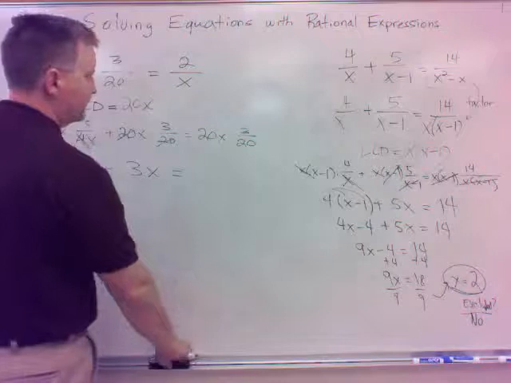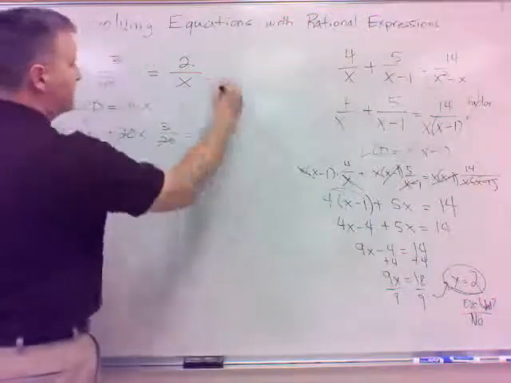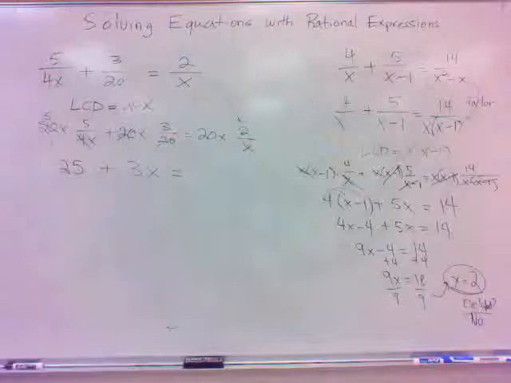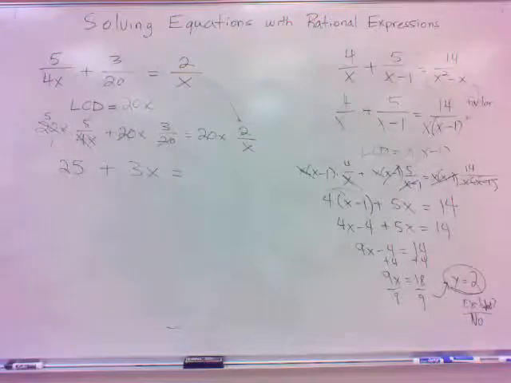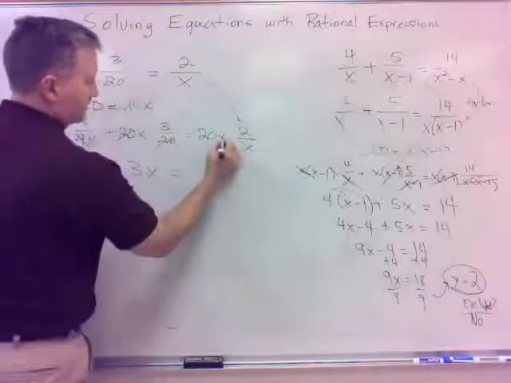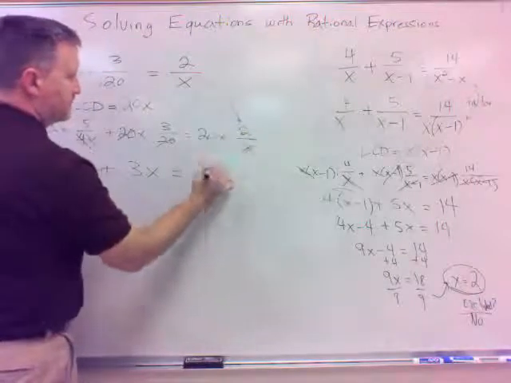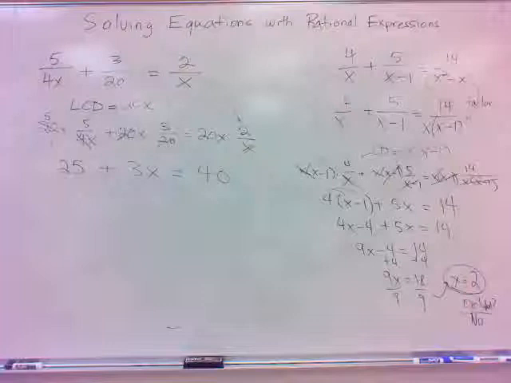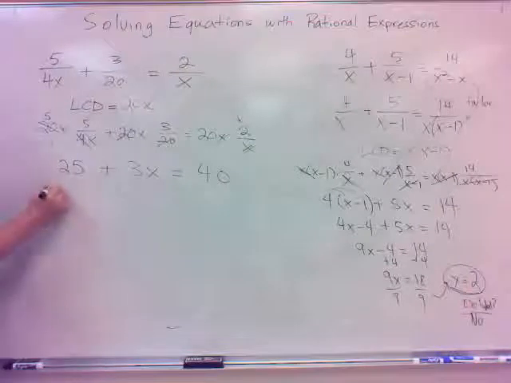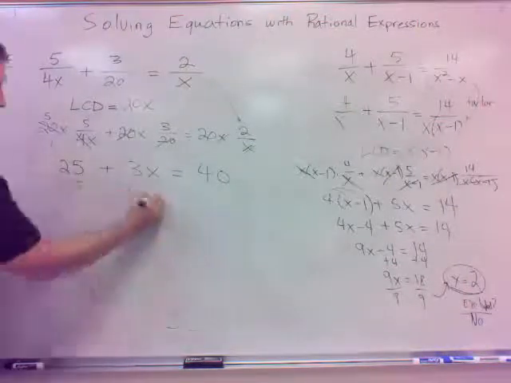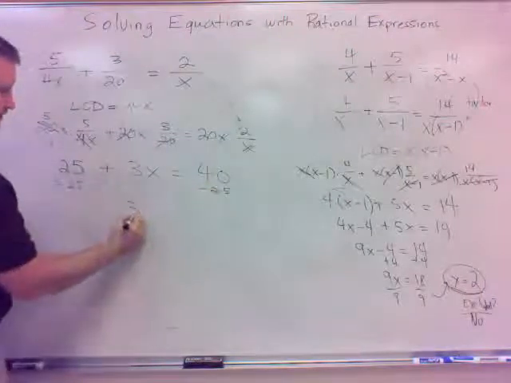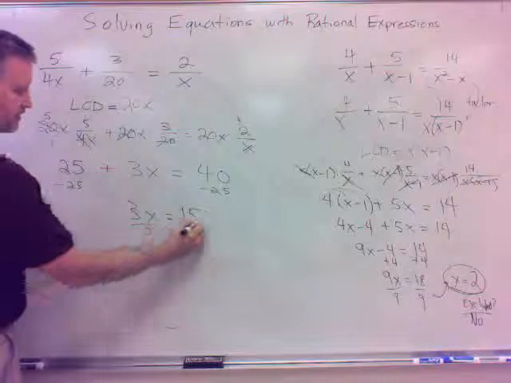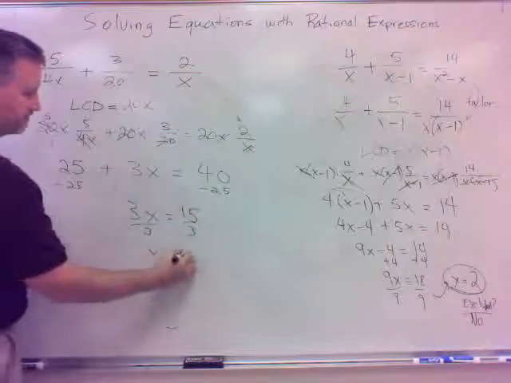And then over here, where 3 over 20 came from, that's 2 over x. What cancels on the right side there? Well, cancel the x's out. 2 times 20 gives me a 40. Okay, all right, we subtract the 25 from both sides. We get 3x equals 15. Divide by 3, and x is going to equal 5.